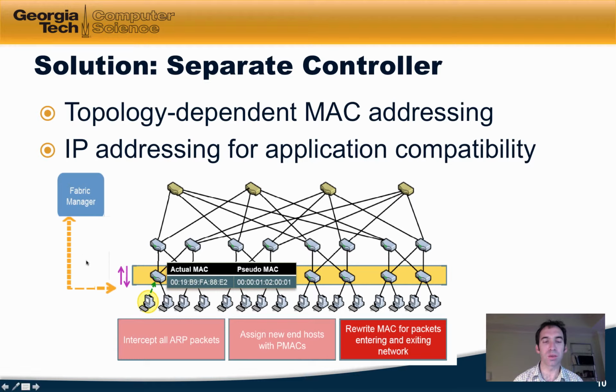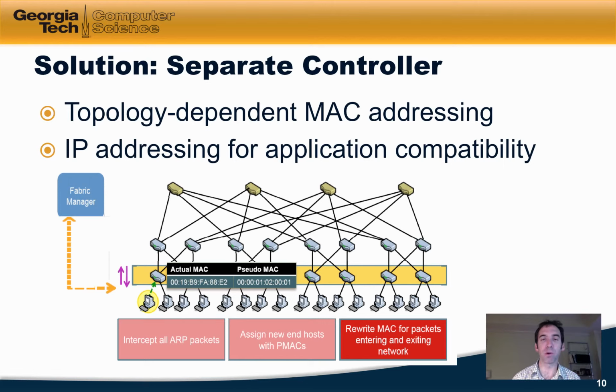What we can do in this case, because we have separate network control, is to use something called a fabric manager, or a separate controller, to basically intercept all of these ARP queries, or all these queries that are wanting to discover MAC addresses for particular IP addresses. So when this particular switch receives a query that says, tell me the MAC address for a particular IP address, that switch can kick that query to a central controller, or a fabric manager, which can then reply with the topology-dependent pseudo-MAC, or PMAC. And then all of the traffic can be rewritten with the appropriate source and destination topology-dependent MAC addresses.